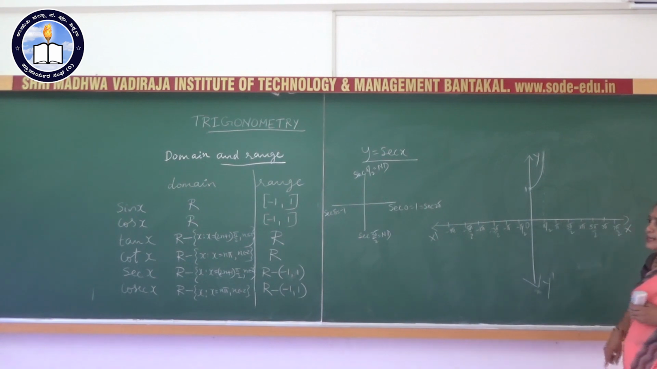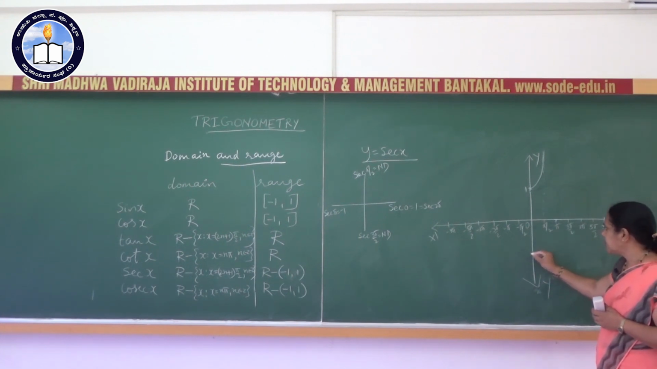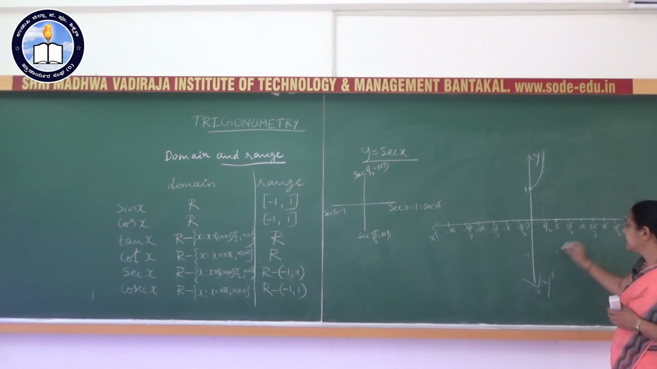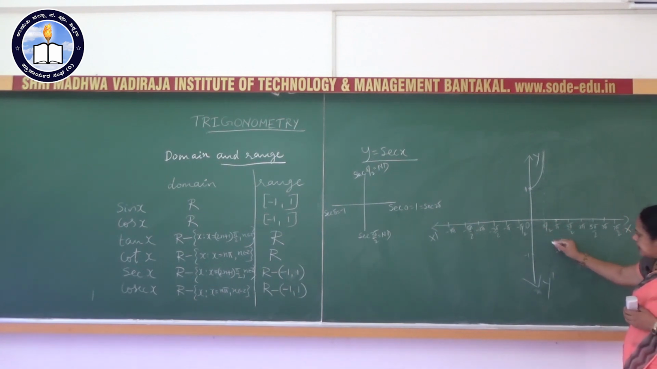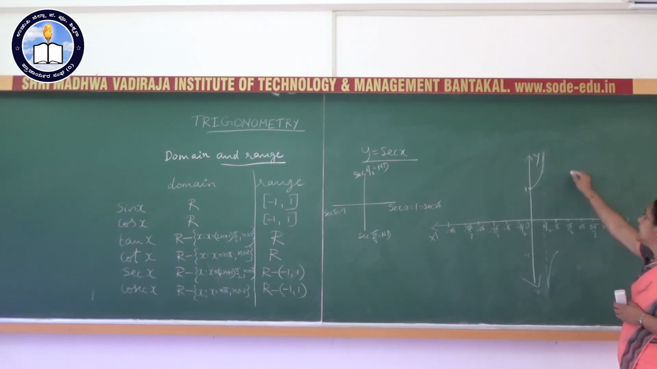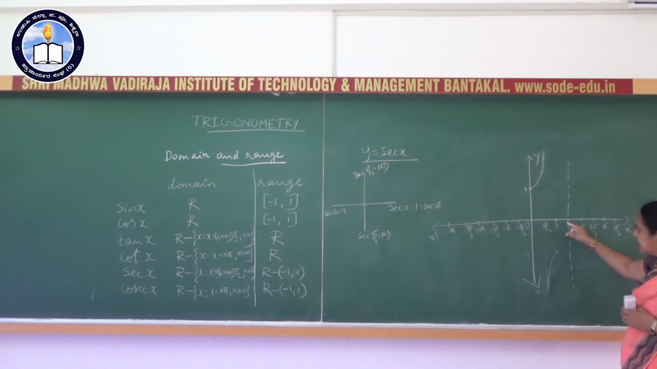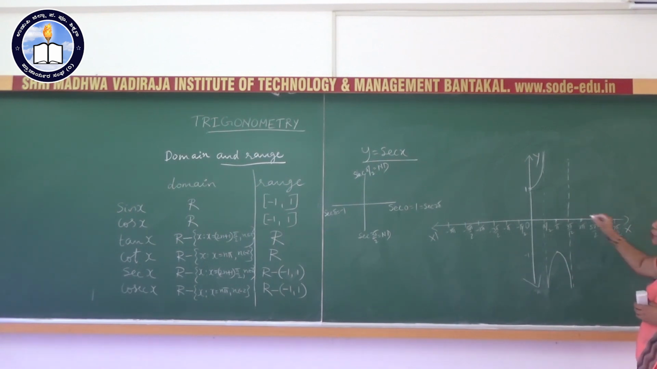In the second quadrant, secant theta is negative. Secant pi is minus 1. In the second quadrant, secant is negative, so the graph lies completely below minus 1. Secant 3 pi by 2 is not defined. In the third quadrant, secant is negative, so the graph is like this.